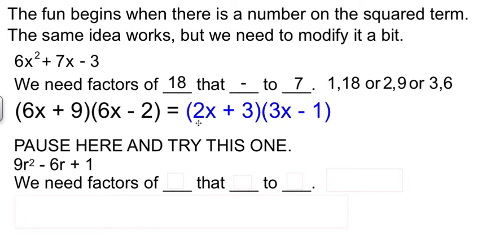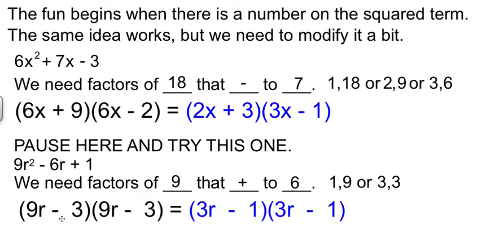Give you a few seconds here to try this one out. 9r squared minus 6r plus 1. Pause the video here, try this problem, come back and check your results. So here we're going to need factors of 9 that add to make 6. Well, factors of 9 are either 1 and 9 or 3 and 3. 3 and 3 add to make 6. We want -6, so it'll be -3, -3.